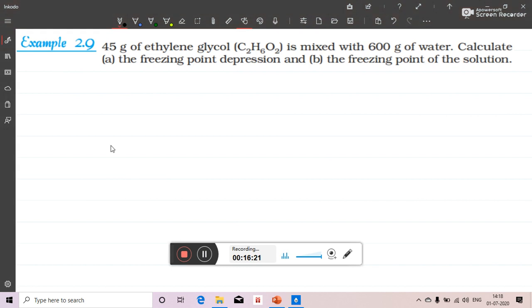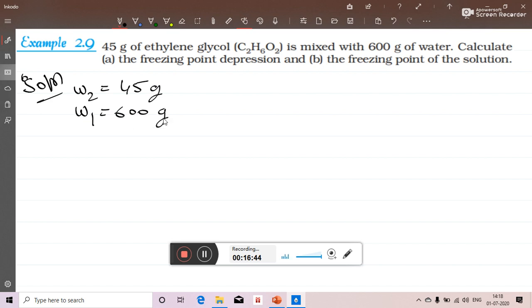Now next is example 2.9. 45 gram of ethylene glycol, so weight of solute W2 equal to 45 gram, is mixed with 600 gram of water. So W1 is equal to 600 gram. Calculate the freezing point depression. That means we have to find out delta TF and freezing point of solution, that is TF.